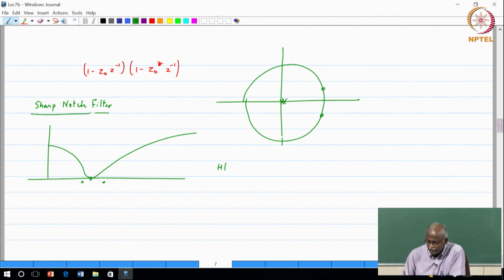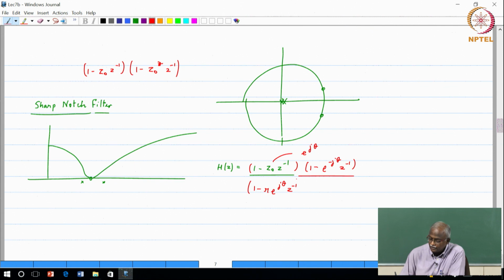So, I will now design a transfer function of the form 1 minus Z0 Z inverse divided by, so maybe we will call this e power j theta. And you would also have another term, 1 minus e power minus j theta Z inverse, and the corresponding poles 1 minus r e power j theta. Let us say I put it at the same location. Now, would this work? 1 minus r e power minus j theta Z inverse, does this work?